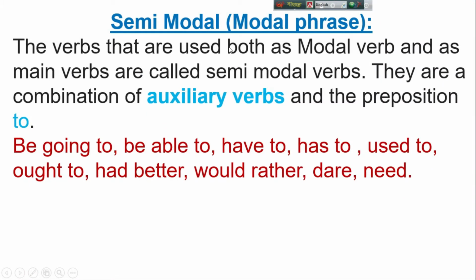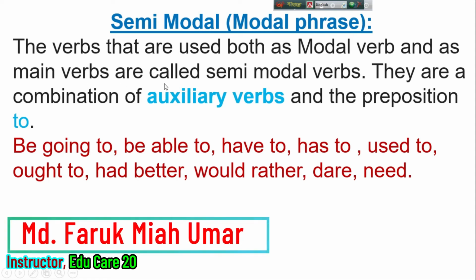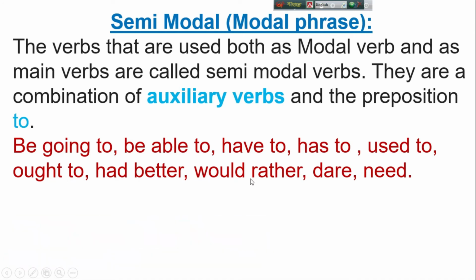Semi-modals or modal phrases. The verbs that are used both as modal verb and as main verb are called semi-modal verbs. They are a combination of auxiliary verbs and the preposition to. For example, be going to, be able to, have to, has to, used to, ought to, had better, would rather, dare, need are the semi-modal auxiliary verbs. Let's know details.